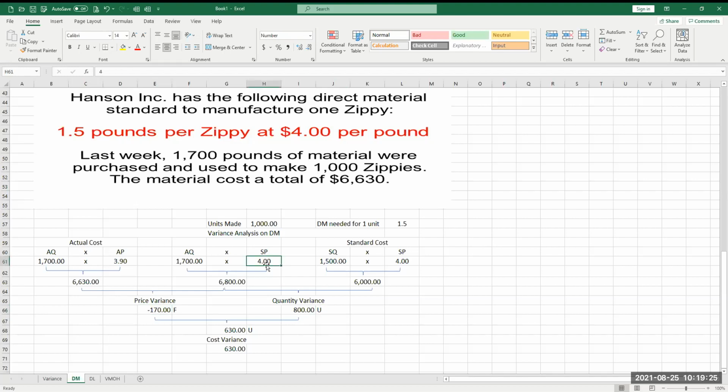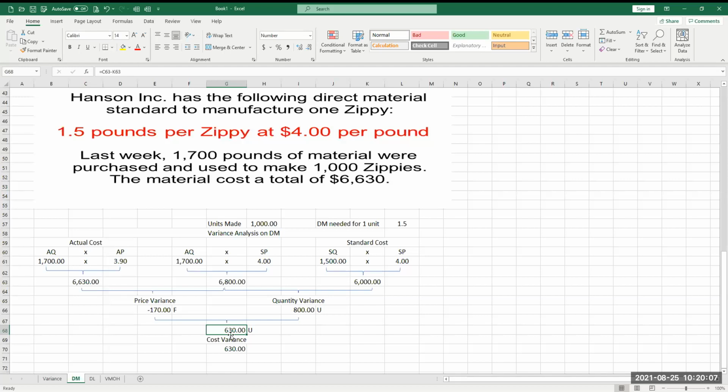Now with the price, the standard price I'm supposed to spend is $4, but in reality I'm spending $3.90. And because of that, I'm able to generate savings of $170. However, my savings from the reduced price is not enough to cover the overspending due to the usage of more materials. So my cost variance is negative, or unfavorable, $630. Make sense?